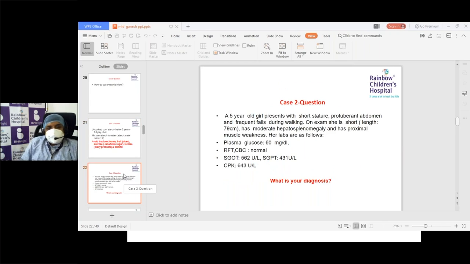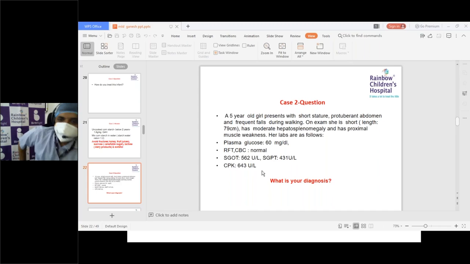So the next case is a 5-year-old girl who presents with short stature, protuberant abdomen, and frequent falls during walking. On examination, she is very short and has moderate hepatosplenomegaly, and when made to stand from a sitting position, she has proximal muscle weakness. Her glucose level is 60 milligram per deciliter. The renal function test and blood counts are normal. LFT shows marked elevation of the serum transaminases, and the CPK level is also high.